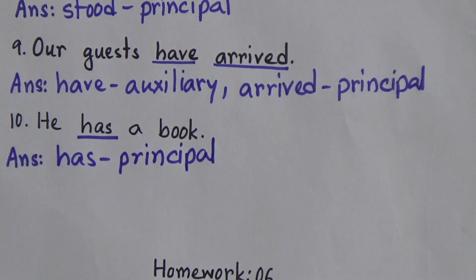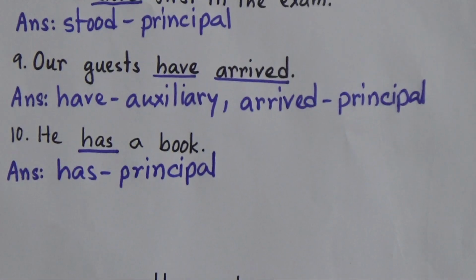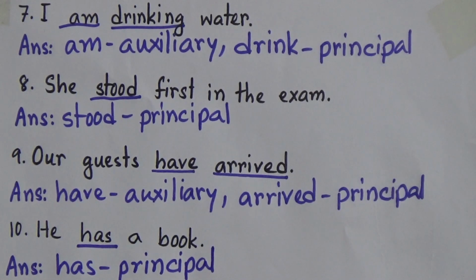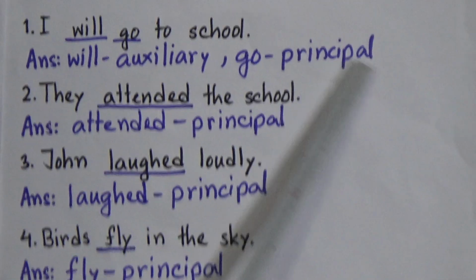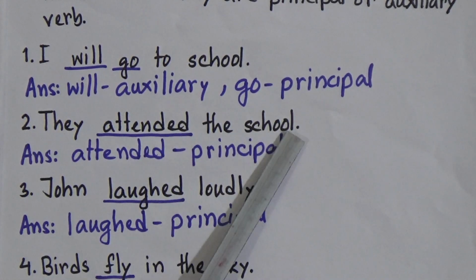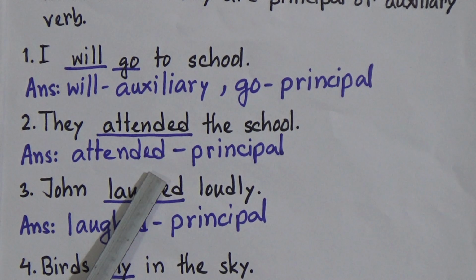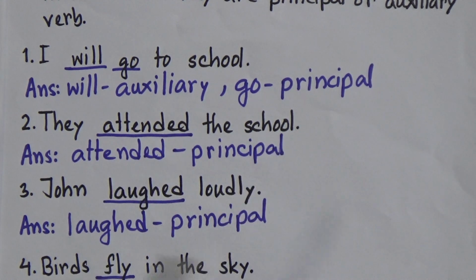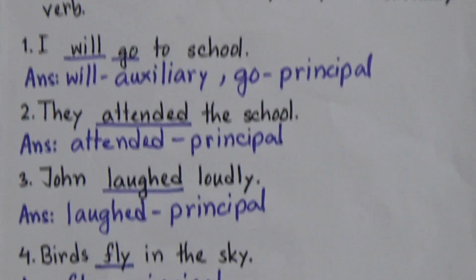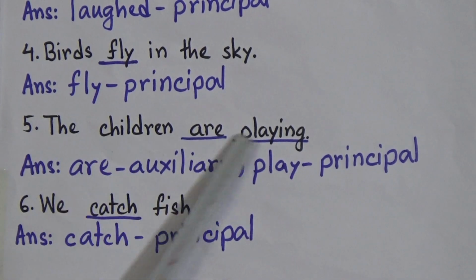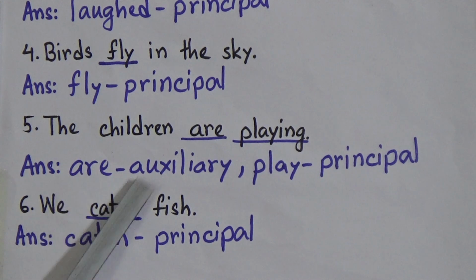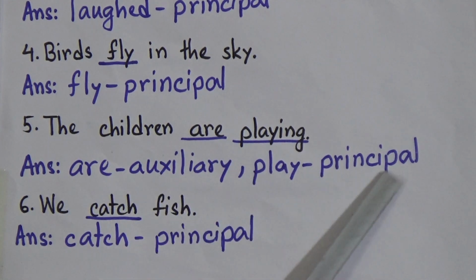So dear students, there are 10 exercises for you. Number 1, I will go to school. Will be auxiliary verb and go principal. Number 2, they attended the school. Attended will be the verb here. Attended will be principal verb. Number 3, John laughed loudly. Laughed will be principal. Number 4, birds fly in the sky. Fly, principal. Number 5, the children are playing. There are two verbs, are will be auxiliary and play, principal.